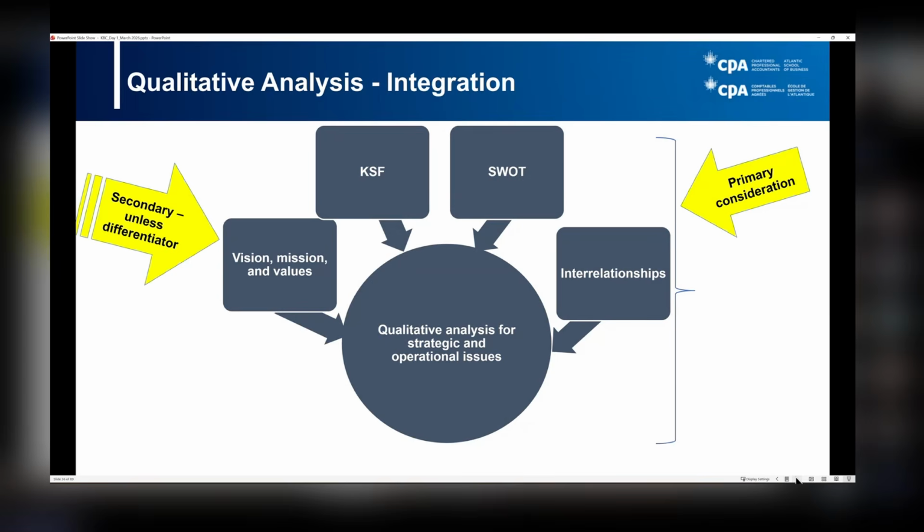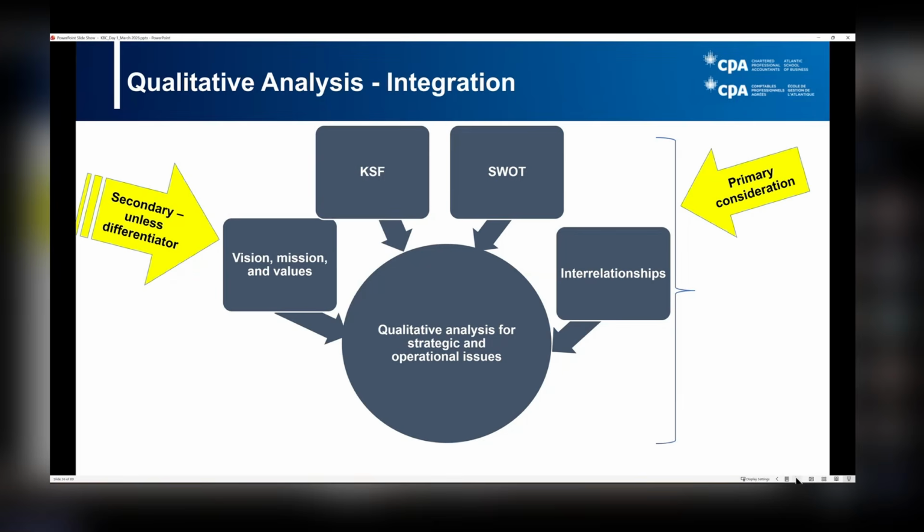Your secondary considerations are, is it aligned with the company's mission, vision, or values, and the industry's key success factors? More often than not, the options that are presented are at least partially aligned. So they're aligned with some of the wording within the company's mission, vision, or some of the values and some of the industry's key success factors.